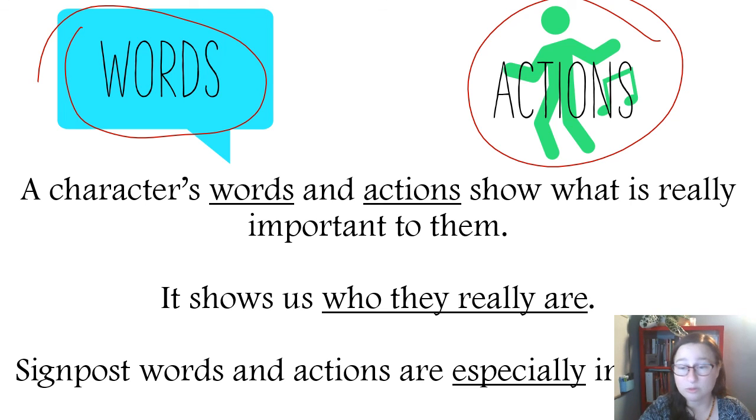The signpost words and actions are especially important. So if you're reading and you notice a character's words and there are signposts in their words, that's a really good hint that that's important. Same with their actions. If their actions are a contrast or a contradiction to what you expect, or maybe their actions are an again and again, that's a good clue that those are really important.